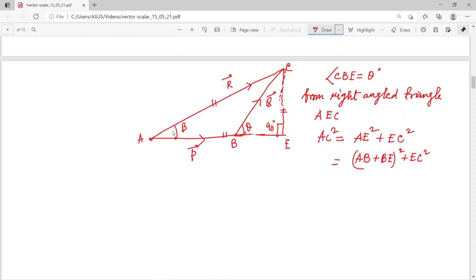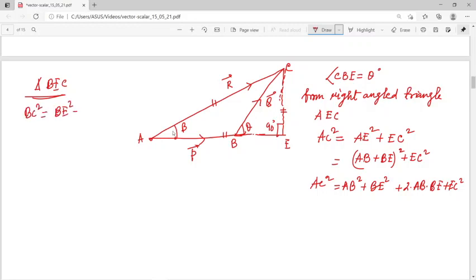So what we can write is AB square plus BE square plus 2AB into BE plus AC square, so this is nothing but AC square. Now from that figure, if we consider the triangle BEC, then from that triangle we can write BC square as BE square plus EC square.